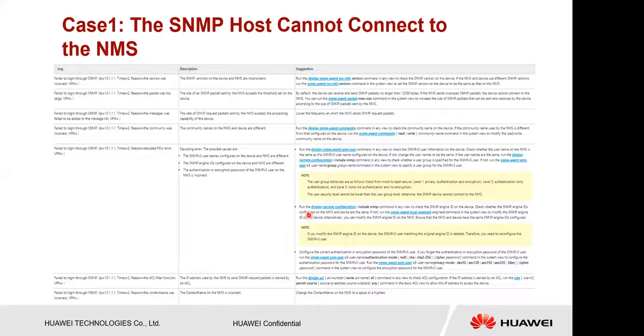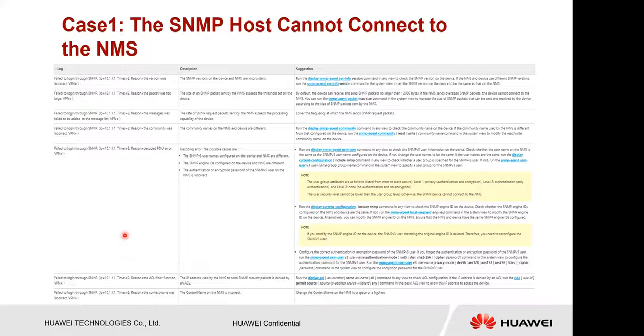Also, you can use the command display current-configuration | include snmp, and then you can see the SNMP configuration on the device and check whether the engine ID is the same or not. If not the same, you can reconfigure snmp-agent local-engineid and key in the engine ID. The last part is the authentication and encryption. If it's not the same, or if you are getting this error, you can try to reconfigure the authentication and also the privacy mode.